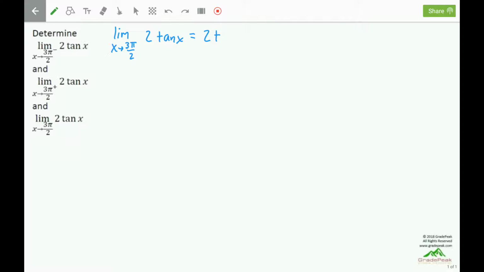That will give 2 tangent of 3 pi over 2, which is equal to 2 times the tangent of 3 pi over 2, which is the sine of 3 pi over 2, which is a negative 1, divided by the cosine of 3 pi over 2, which is a 0. We can multiply the numerators. 2 times negative 1 is a negative 2, divided by that 0.